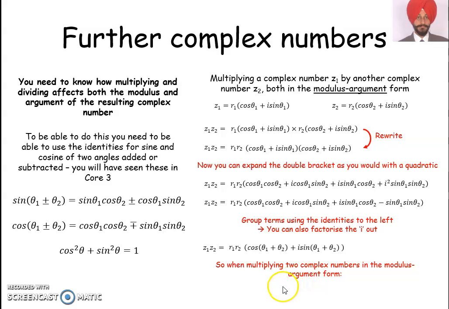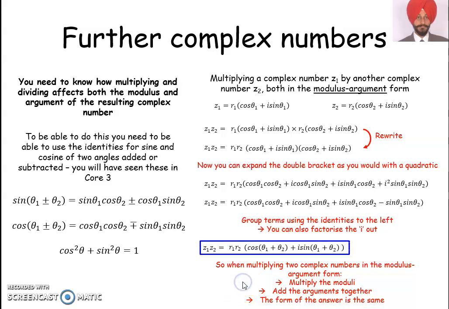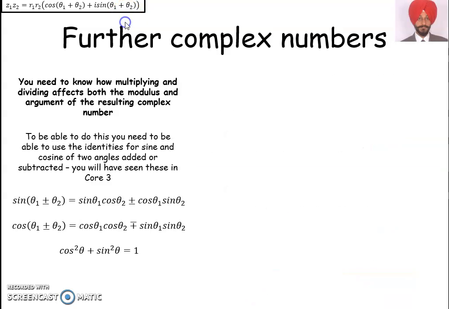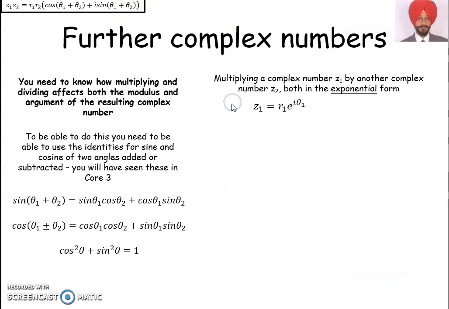So when multiplying two complex numbers in modulus and argument form, we multiply their moduli and add the arguments together, and the form of the answer is the same. Yes. So z1 z2 is equal to r1 r2 (cos of theta 1 plus theta 2 plus iota sin of theta 1 plus theta 2). So just see it in the exponent form.